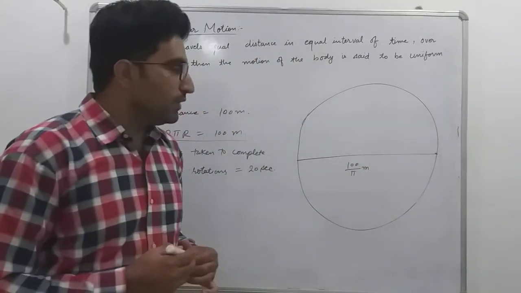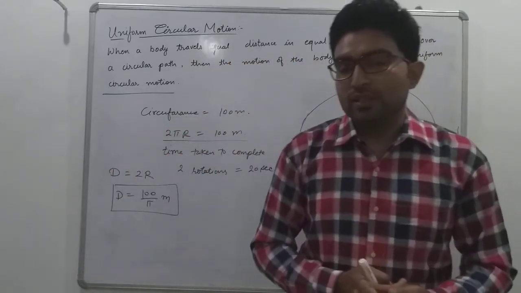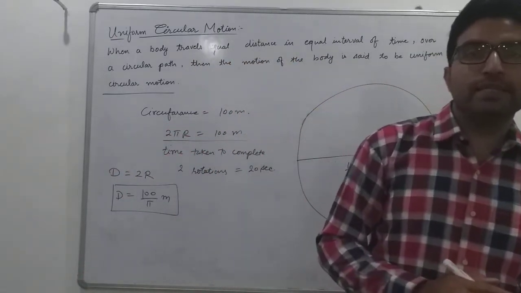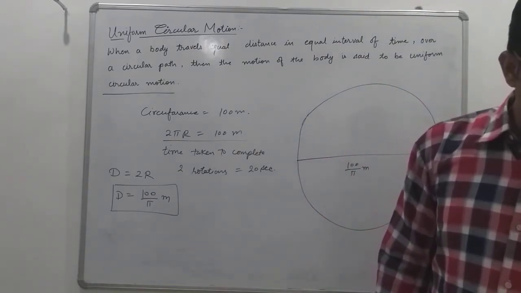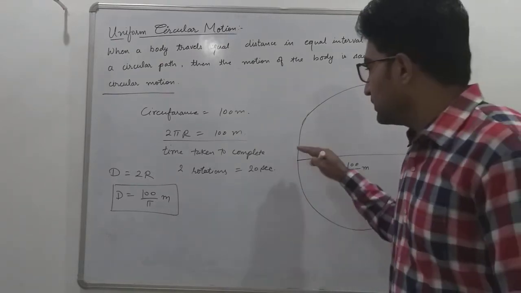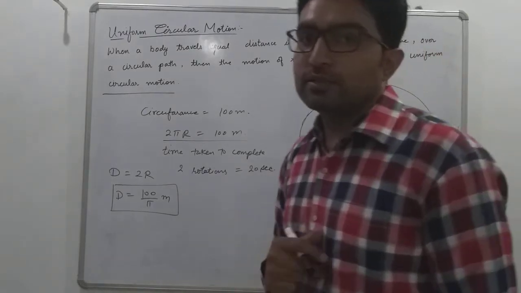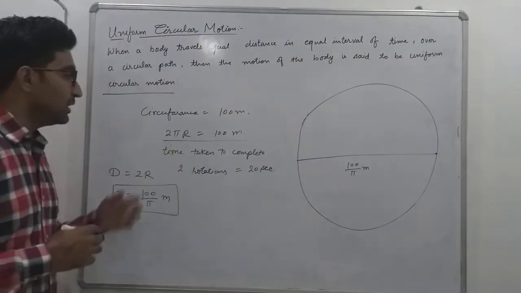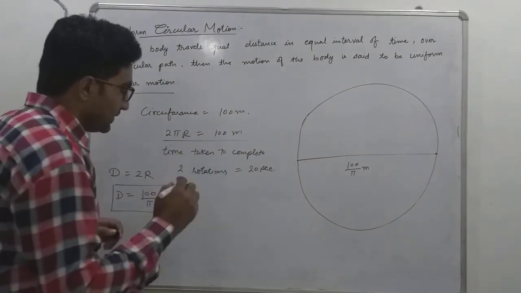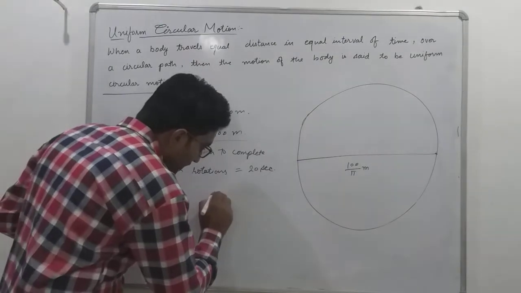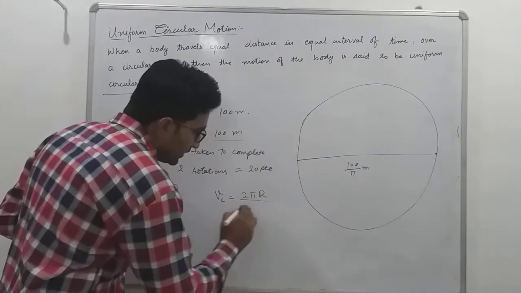We can solve it by putting the value of pi, either 3.14 or 22 by 7. Next we have to find the speed of the athlete, supposed to be uniform. If the athlete is moving with uniform circular speed, then we have to find the speed. Here Vc will be equal to 2 pi r divided by time.